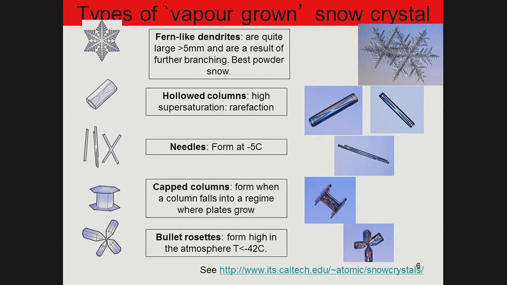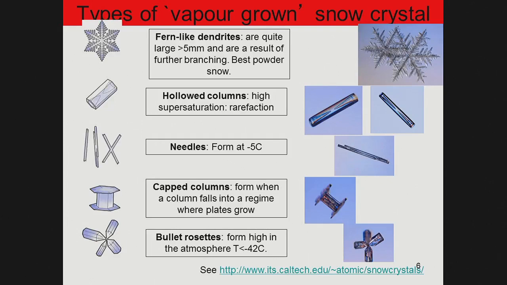Capped columns, these are an interesting one. Our needles I mentioned. Capped columns. This is where you have a columnar ice crystal that falls into a regime where thin plates grow. So you can see the transition between the two growth regimes: one where you have these elongated columns, and one where you have growth along the a-axis. And the result is these capped columns.